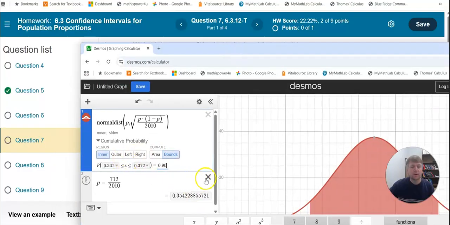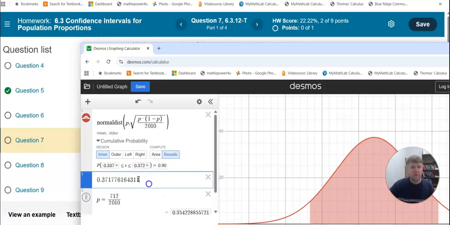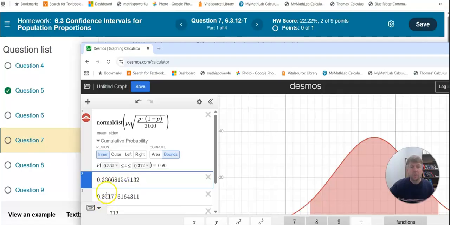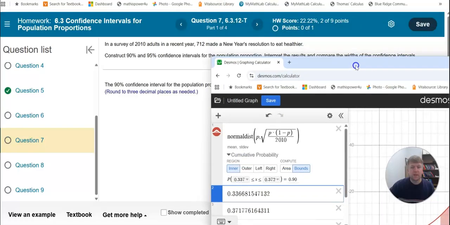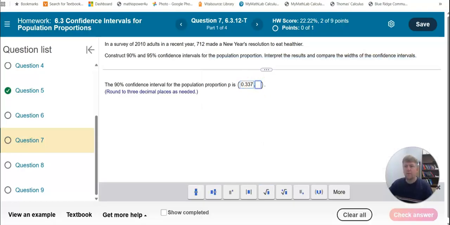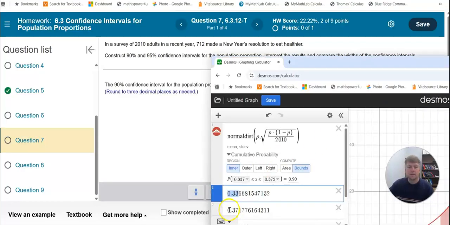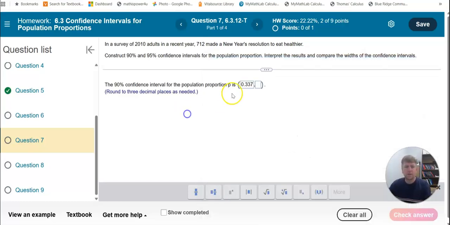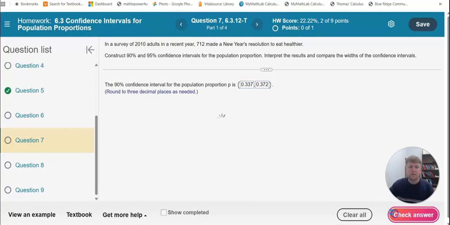I always click the upper one first, and then the lower one, just so it's lower to upper once I click them down there. And then we want these to 3 decimal places. So this will be 0.337, because it's a 66. And then the upper one is 0.372. So I'll copy that and just change it to a 2 at the end. All right, and so there is our confidence interval.